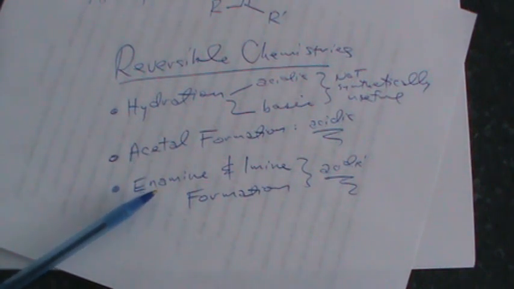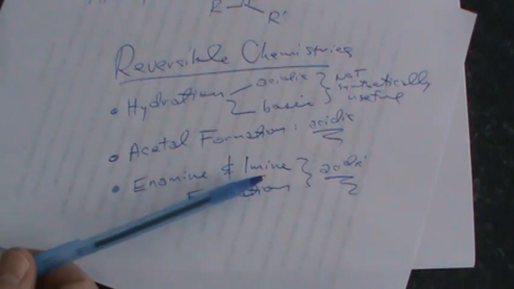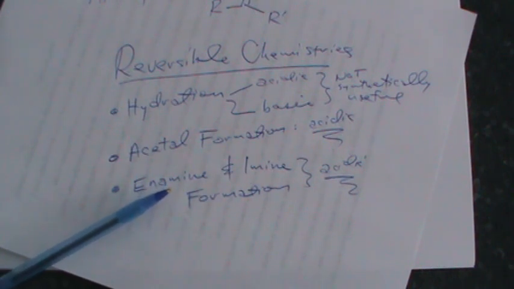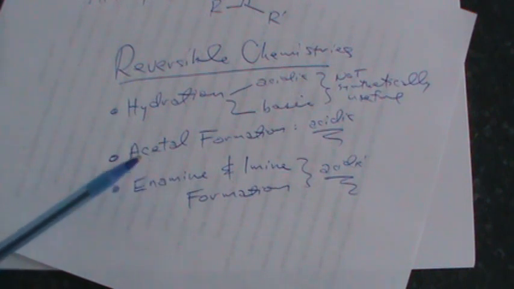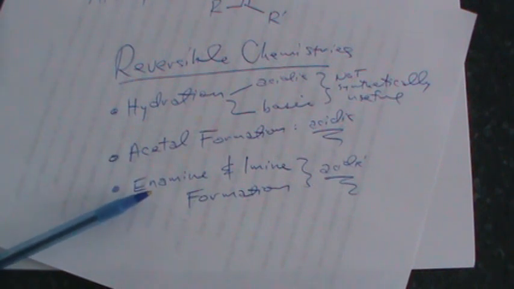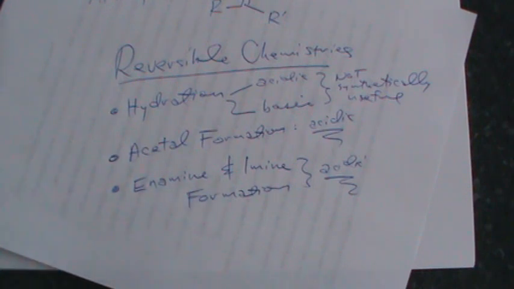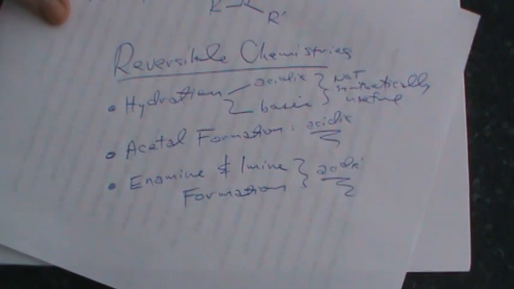We're not going to cover it today in this lecture, but you'll soon be introduced to enamines and imines, and in these cases we will be introducing amines. So you add water, you hydrate. You add alcohol, you make an acetal. You add amines, and you can make either an imine or an enamine, and you'll have to wait a little bit longer for details about those. But let's jump right into acetal forming reactions.